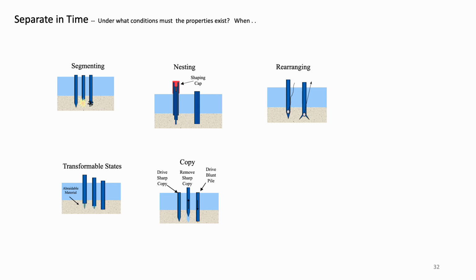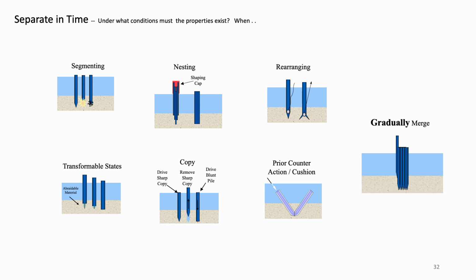Another one is copy. Drive in a sharp copy of a pile, remove that, and drive in a blunt pile. Now it's both sharp and it's blunt. We separated those things in time, just like the rest of these. There's prior counteraction. If we pounded sharp piles in at opposing angles, they would work against each other and provide, again, the benefit of sharp and the benefit of a flat bottom pile.